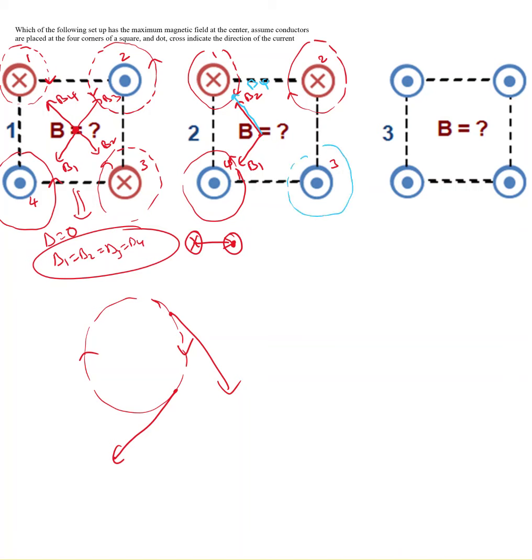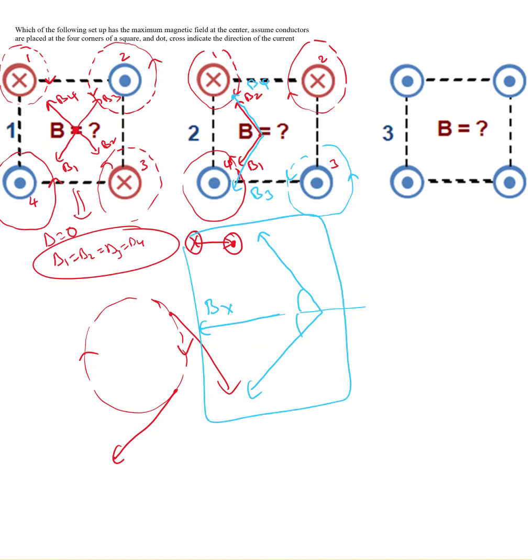B3 is going to be something like this. That's my B3. So for set 2, I have two magnetic fields in the same direction and two magnetic fields going down. What happens? The y components cancel out each other, and at least I'll have an x component. So for the second case, I have some magnetic field on the negative x-axis.